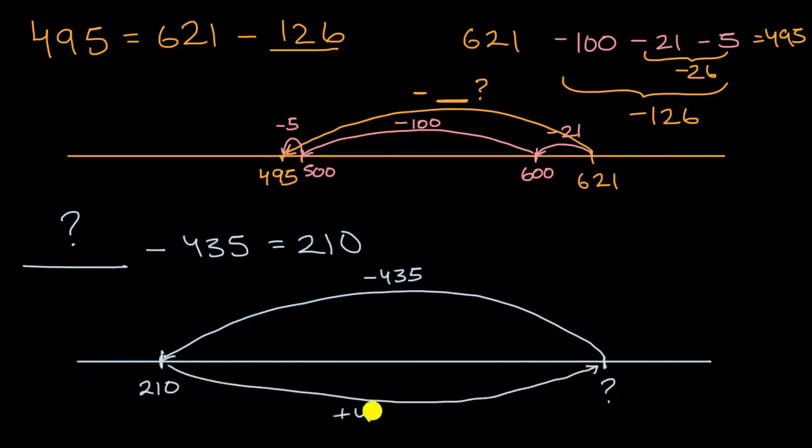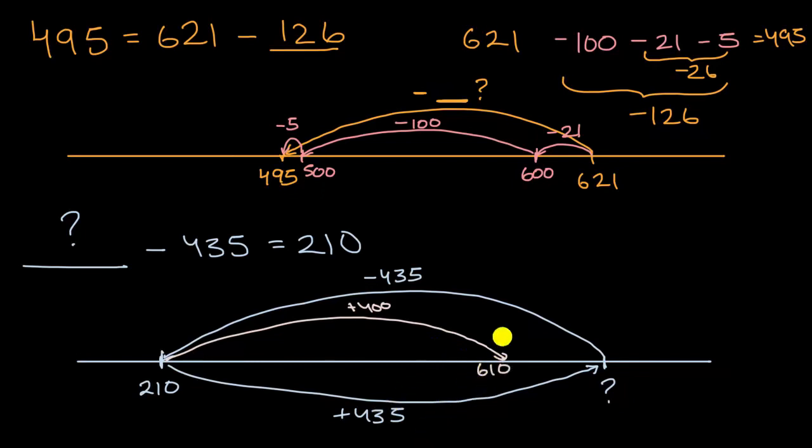So what's 210 plus 435? Well, there's many ways of doing it, but I encourage you to pause this video and see if you can work that out. Well, one way to do it is first we can add 400. I'll do this in another color just for a little bit of variety. So first I'll add 400. If you add 400 to that, that would get you to 610.